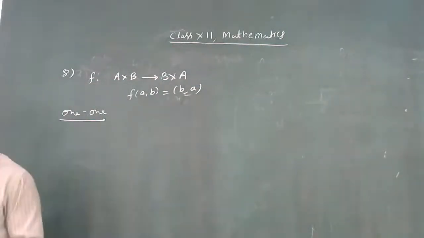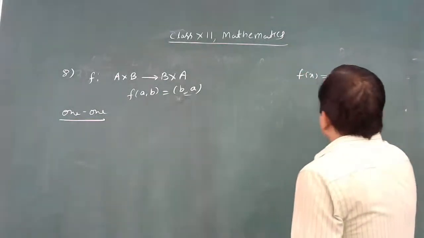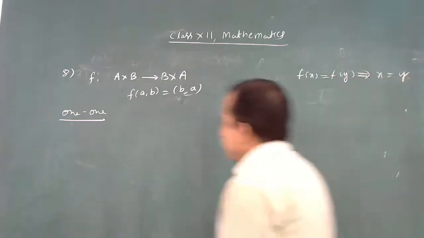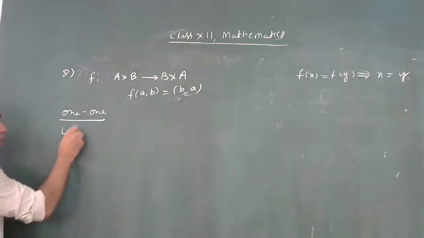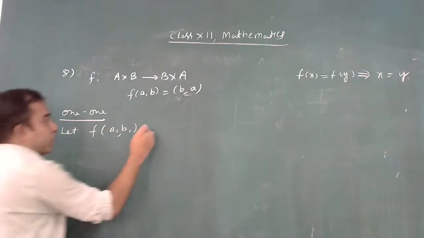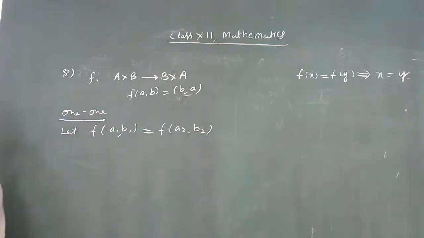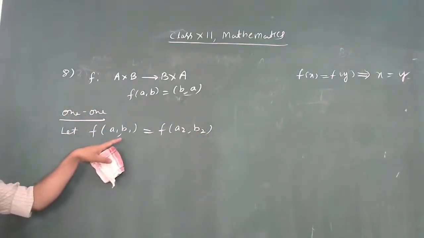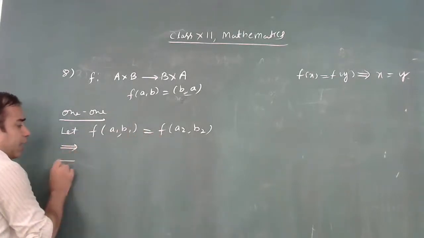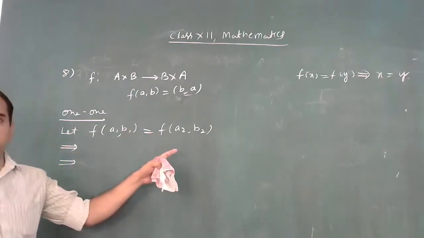So keep in mind the basic definition of one-one. You should begin with f(x) equal to f(y), and you should bring the conclusion that x equal to y. So to prove one-one, begin with, let me assign the indices, f(a1, b1) is the same as f(a2, b2). Here x itself is some ordered pair, so I have written one ordered pair, and y is also some other ordered pair, right? And then analyze and bring the conclusion that (a1, b1) is equal to (a2, b2).